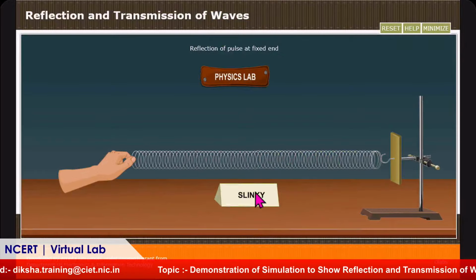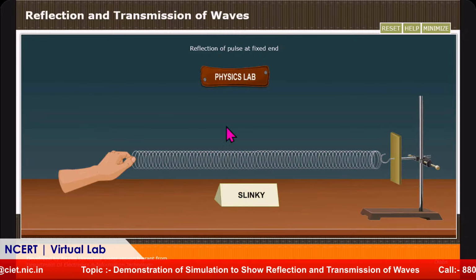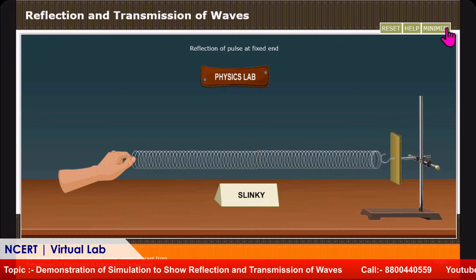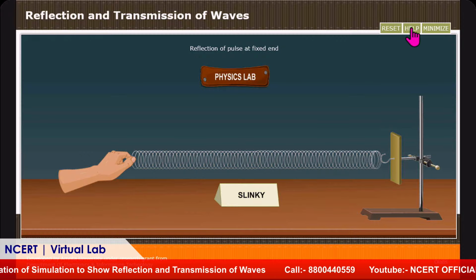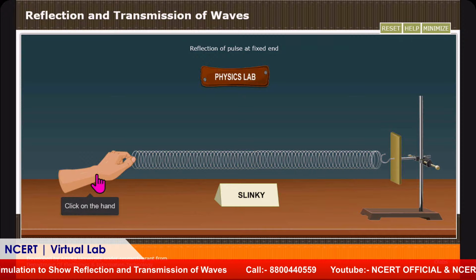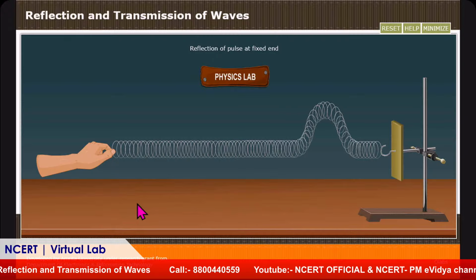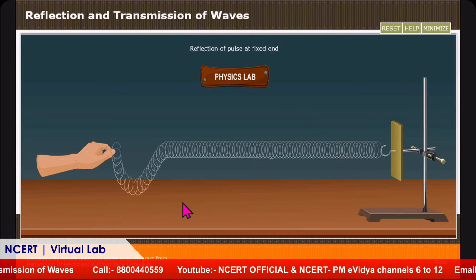Okay, so it's now open. I will just show it to you. You will get this page once it is open. Here you see reset, help, and minimize tabs. Suppose the student didn't get the idea how to start, they can simply click on this help button and just click on the hand. Maybe there is some internet connection problem, that's why it's blinking.